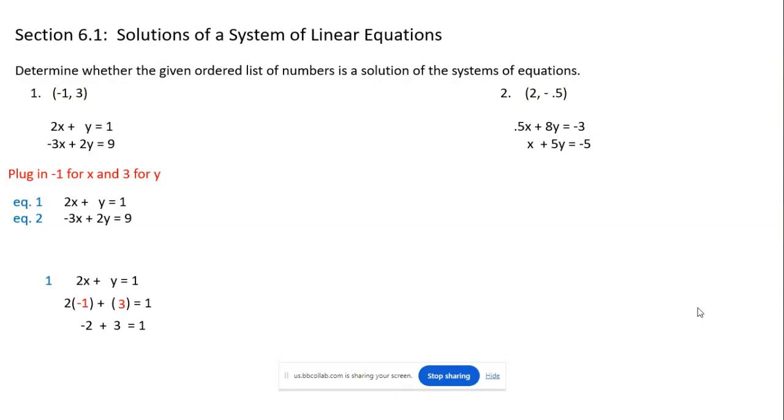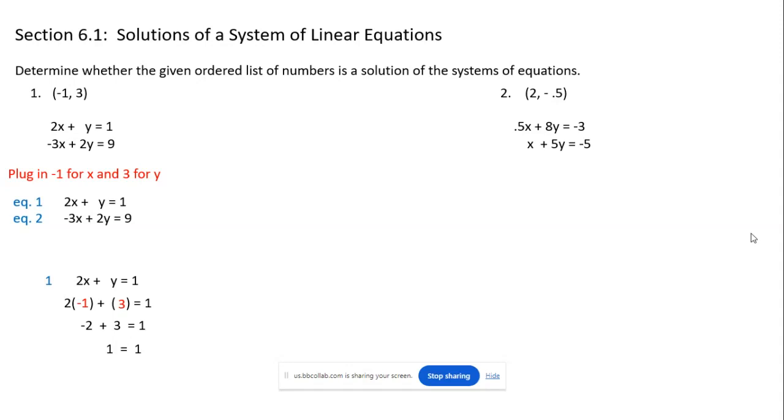2 times negative 1 is negative 2. Then the 3 is by itself, so we have negative 2 plus 3. This is going to give me 1. And when I add these two, it gives me a true statement: 1 is equal to 1. So far so good. We know that that point is a solution of that first equation.